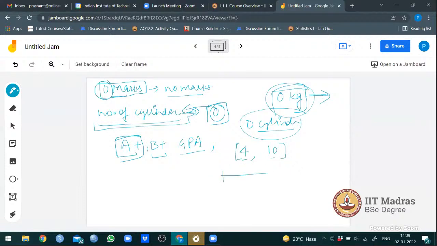See, in this the absolute zero is not present. Suppose someone has got 4 GPA and someone has got 8 GPA. You can't say that 8 GPA is twice the 4 GPA. Okay, so it will come under the interval scale.